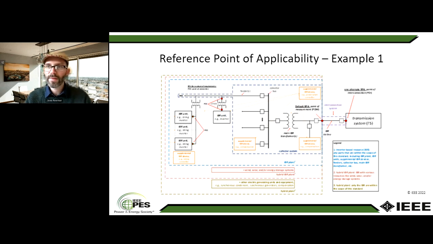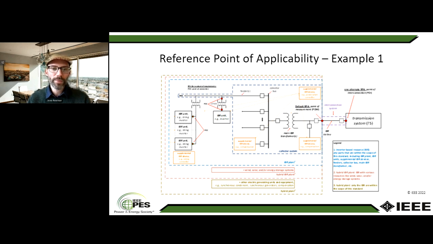Also, it's important to understand where 2800 applies. This is a fairly complicated chart of inverter-based plants with collector buses, inverter units, step-up transformers, and then an intertie line connecting to the transmission grid. And you will see that the default reference point of applicability, RPA, is really where the point of measurement is, where the plant connects to the tie line.